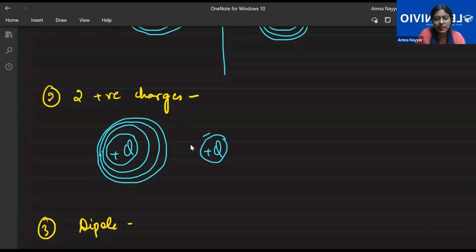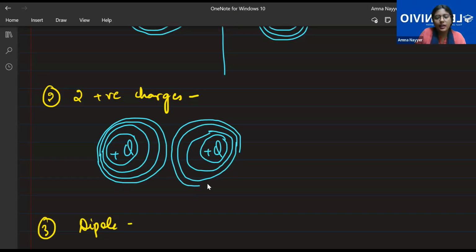Here there will be a gap and the lines will be closely packed till this. So close here, greater gap here, because they are repelling each other. Closer here and a greater gap here like this. And the same for negative charges. I'll just write it here. Same for negative charges.